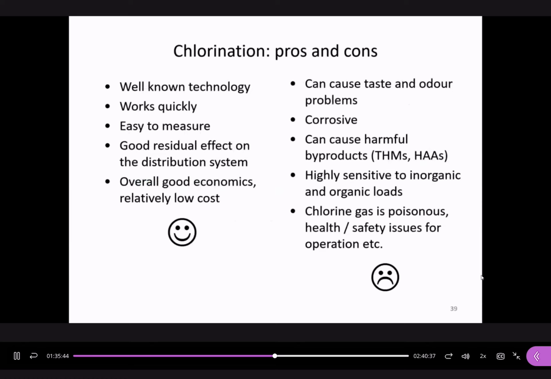Pros and cons. It is a very mature technology, over 100 years, right? So almost 200 years if you count the starting time in 1850. Works quickly, right? Because it's very reactive, easy to measure chlorine. Right? So we have chemical methods, colorimetric, and we now have electrochemical sensors to automatically measure chlorine concentration in water. Good residue effect and overall good economics. So relatively cheap. And cons: taste and odor problems. Right? It is very easy to distinguish the smell of chlorine gas. Corrosive, right? DBP problem. The interference from substances in water, and the gas is poisonous, so it could be dangerous for the operation.